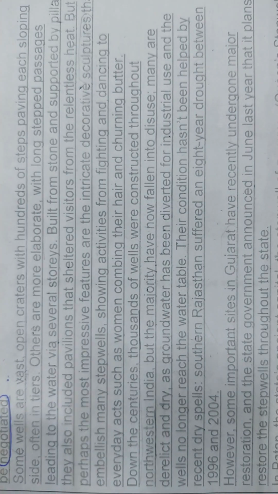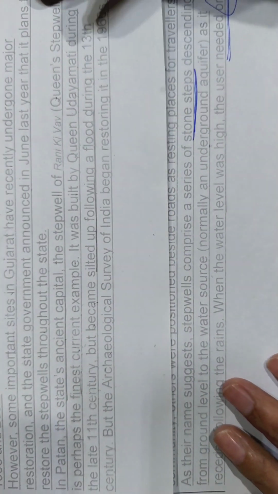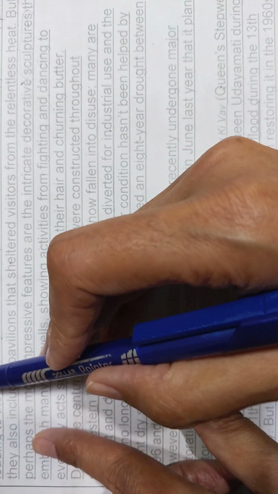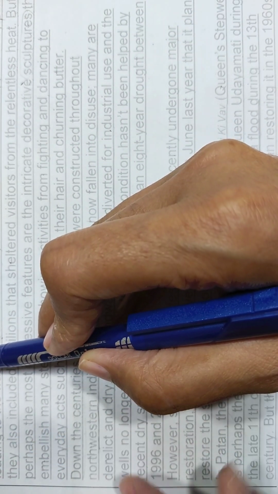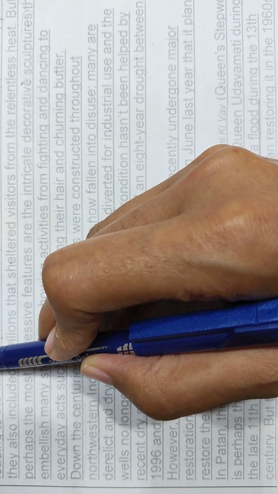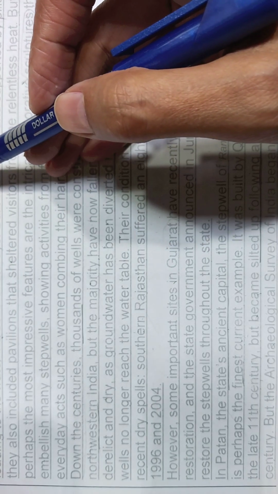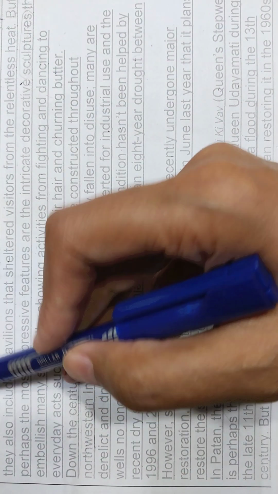So I will explain to you what the answer is. Now I think you already guessed the answer. When the water level was high, the user needed only to descend a few steps. Then only a few steps the user needs to go down to reach it. When it was low, so when the water level is low, several levels would have to be negotiated. Then he must go some more steps down. So what is our answer?